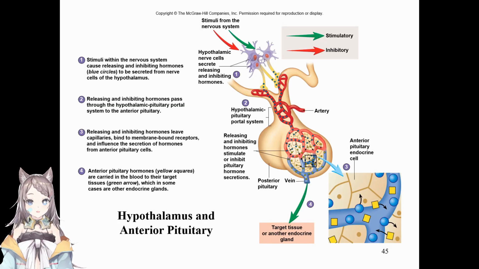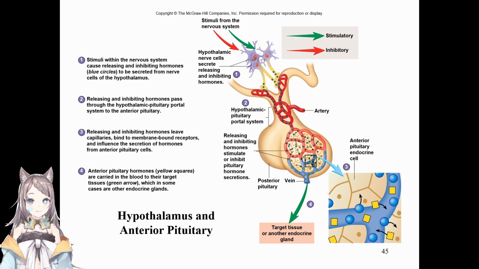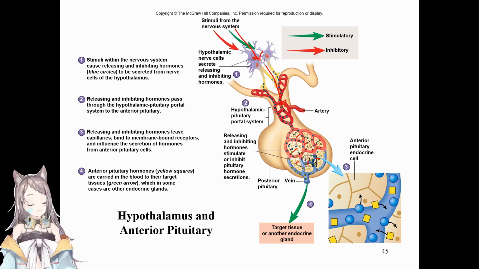Okay, so this is how it works. If you have stimulus from the nervous system, it will secrete releasing or inhibiting hormones. Once it is received by your hypothalamic pituitary portal system, it will now cause the cells inside your pituitary to release the appropriate hormone.